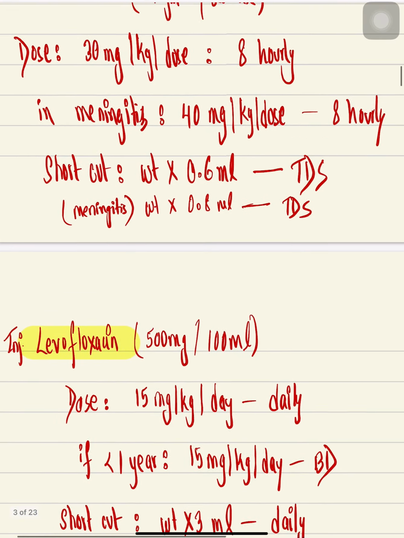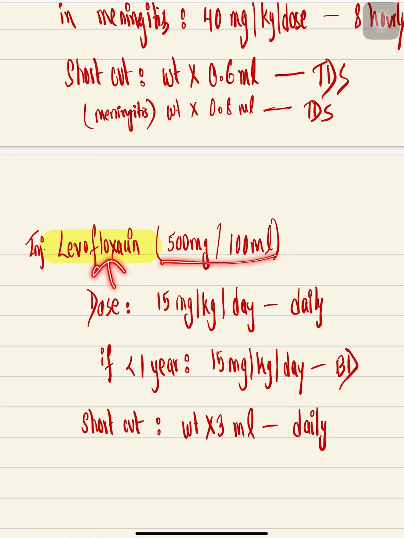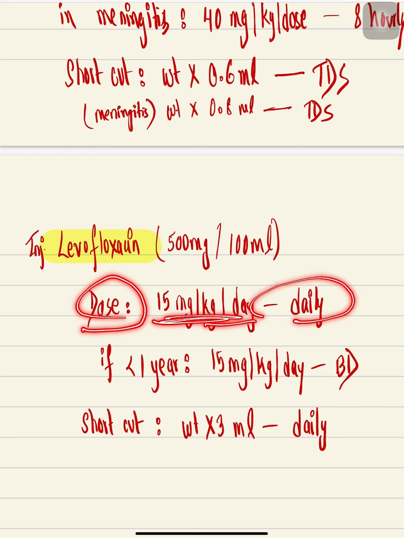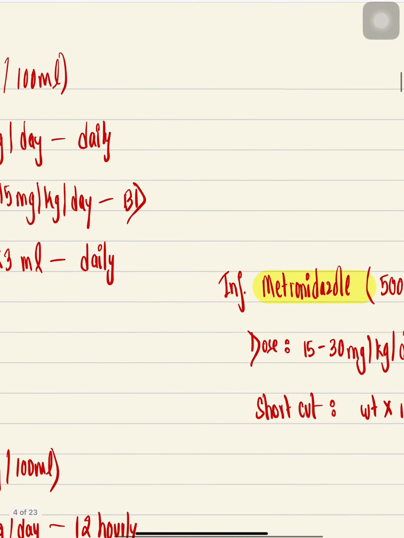0.8 ml TDS. And next one is injection levofloxacin, which comes in the market with the formulation of 500 mg over 100 ml. The dose for this is 15 mg per kg per day, which is given daily. And if the patient is less than 1 year, we can give 15 mg per kg per day 12 hourly. Shortcut is weight into 3 daily.